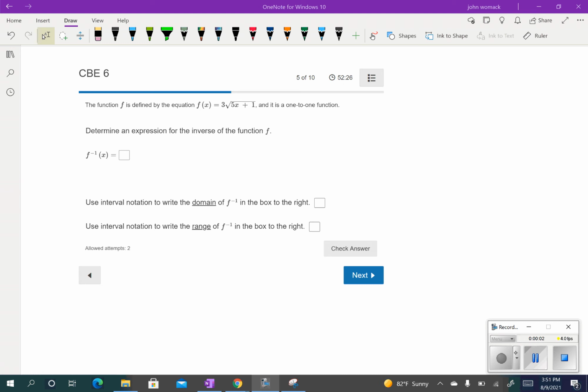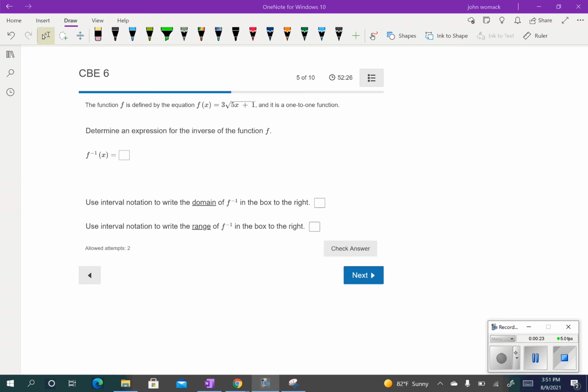Question 5 says the function f is defined by f of x, and it says it's a one-to-one function. It wants me to determine the inverse of f, and then use interval notation to give the domain of the inverse and the range of the inverse. So let's go ahead and see if we can come up with this. Let's start by finding the inverse first.